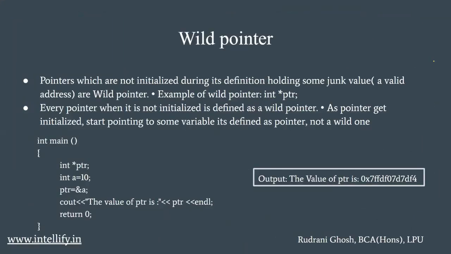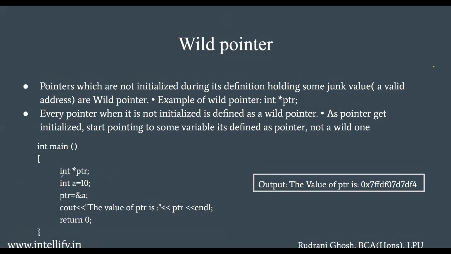Pointers which are not initialized during their definition hold some junk value, but one which is a valid address, and are called wild pointers. Every uninitialized pointer is a wild pointer. As the pointer gets initialized and starts pointing to some variable, it is defined as a normal pointer, not a wild one. So here at this stage, when I write int *ptr, this is a wild pointer.